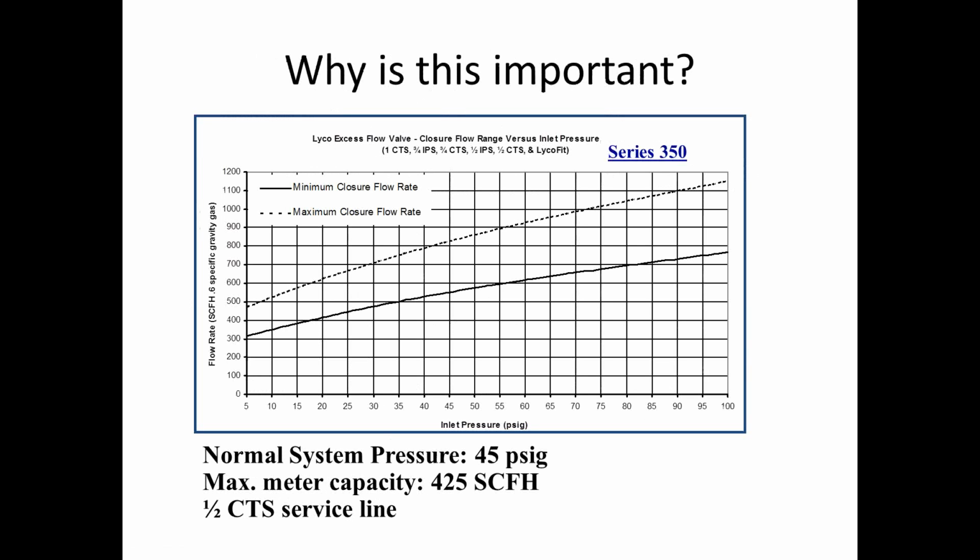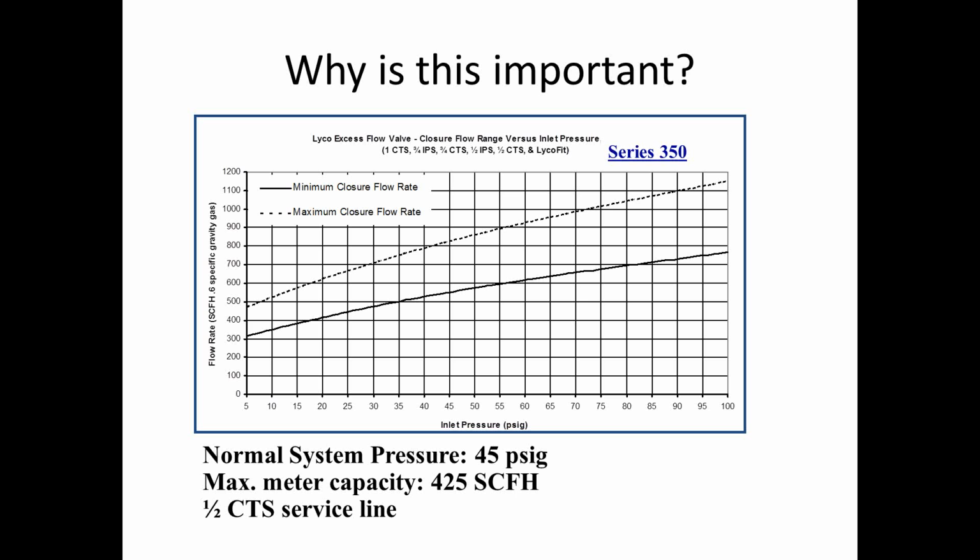We'll look at a chart here for a particular series EFV. Because each EFV, as we said before, wants to trip at a predetermined level, it's very specific to the conditions. This chart shows different inlet pressures along the bottom of the graph and different flow rates on the y-axis. And this is for what we call our Series 350 EFV. In most cases, you see that we very cleverly name our series at the minimum trip point at 10 psi.